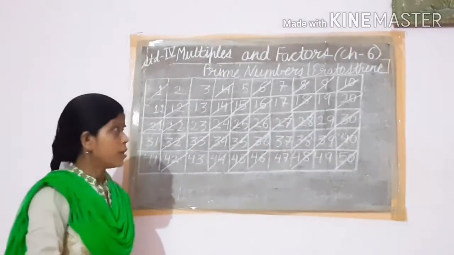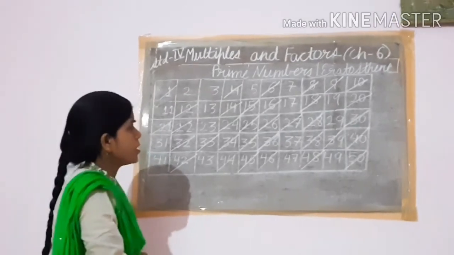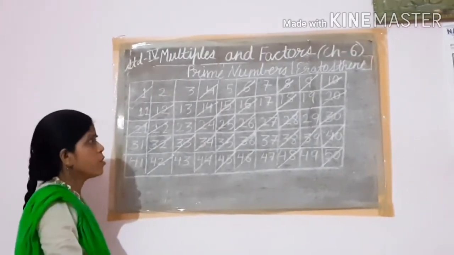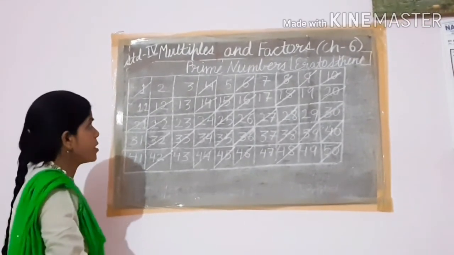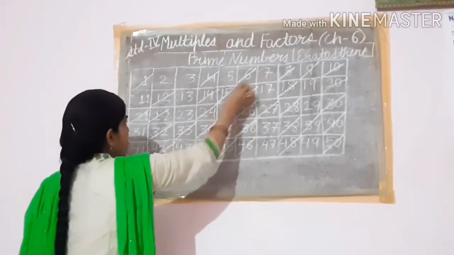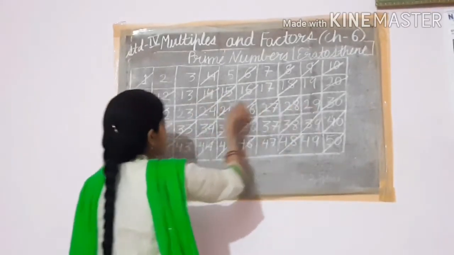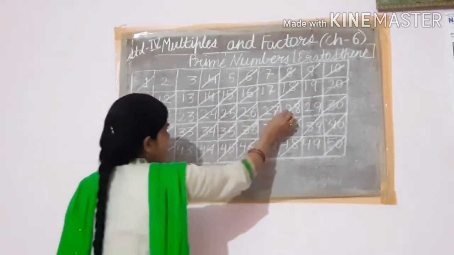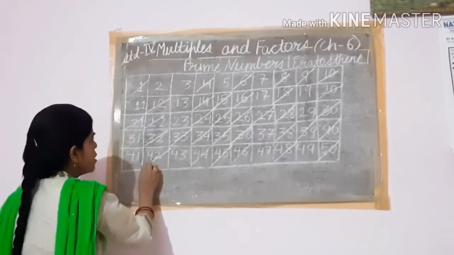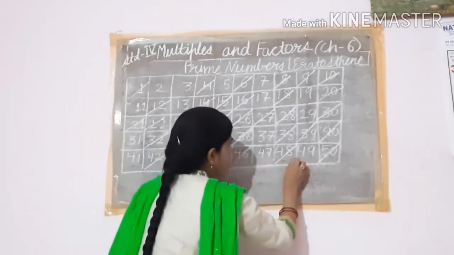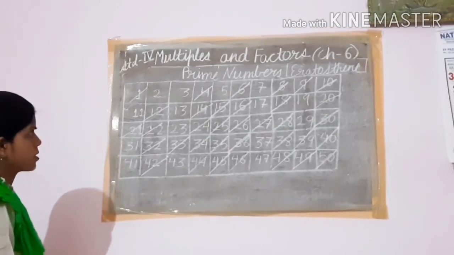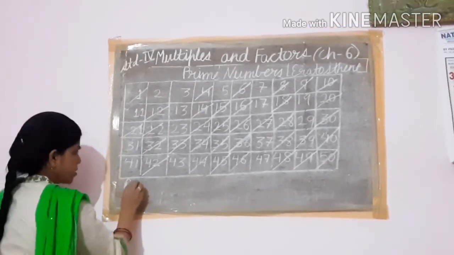Next, every multiple of 7 other than 7 is not a prime number. So you cross out every 7th number from the beginning, but you have to leave 7. Then the 7 table: 7, 14, 7 3s are 21, 7 4s are 28, 7 5s are 35, 7 6s are 42, 7 7s are 49. The rest of the numbers are prime numbers. Now write down all the prime numbers.